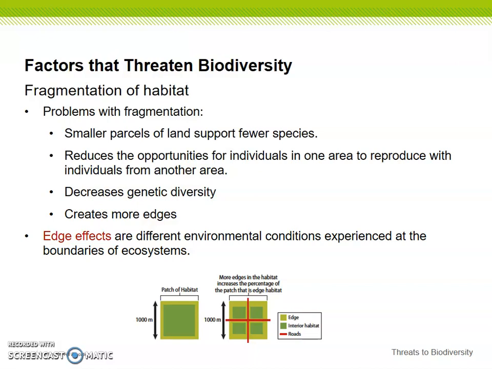And this creates more edges. The edge effects are different environmental conditions experienced at the boundaries of ecosystems. So the edge of an ecosystem looks different than the very center part of it. And so that affects the organisms that live there.